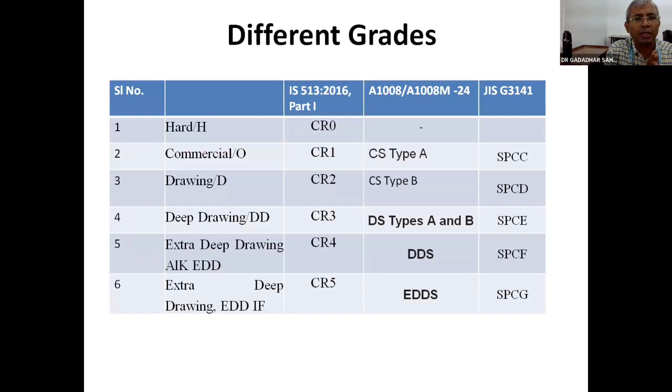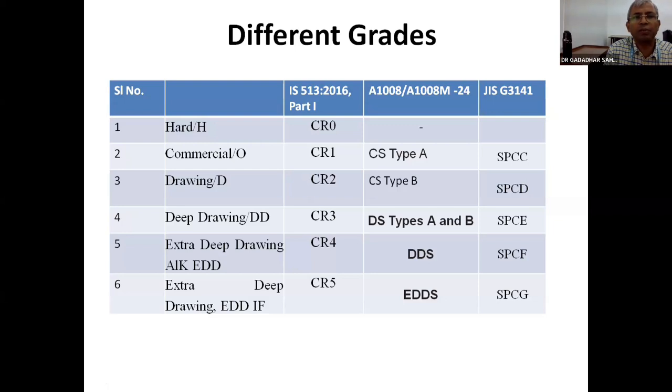Now coming to the specification, I have tabulated here IS 513 Part 1, ASTM A1008 and JIS G3141. In the first column, you can see the grade names: hard symbolized as H, commercial C, drawing D, deep drawing DD. These are the terms used before 2008. After that, the names changed to CR0, CR1, CR2, CR3, CR4, CR5.